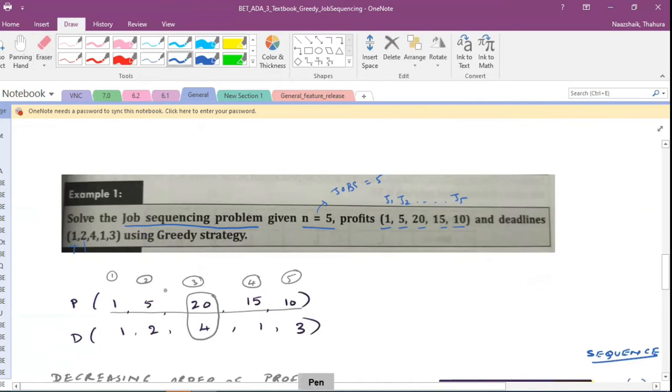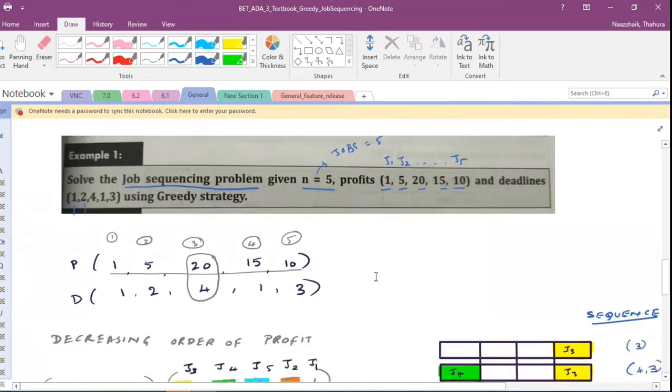So we just have to rearrange this, same thing like we did in knapsack. Rearrange this: 1, 5, 20, 15, 10. This is profit, and below that you put the deadline. Now, because this is greedy, we want to maximize the profit, no? We've seen this so many times: anytime you want to maximize, you do it in decreasing order. You will do it in decreasing order of the profit. You just have to rearrange this in decreasing order of the profit.